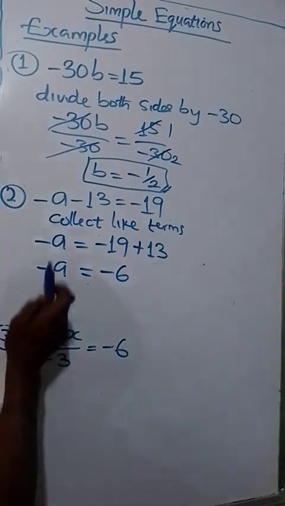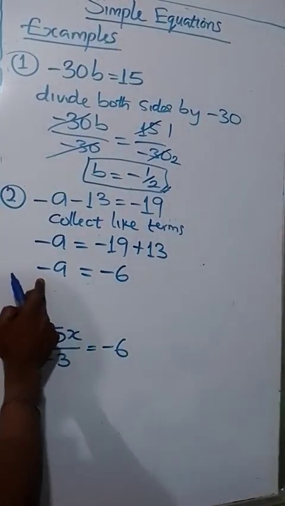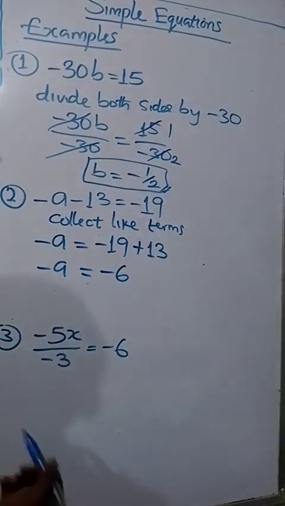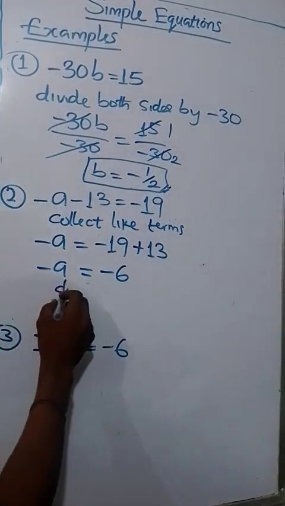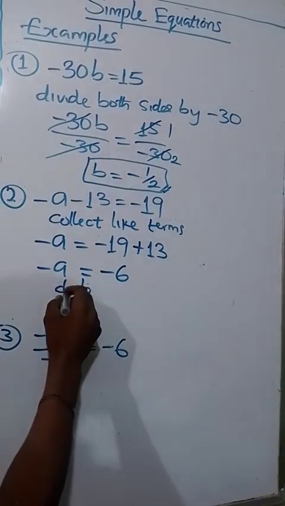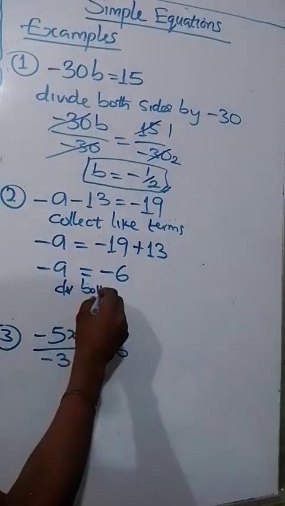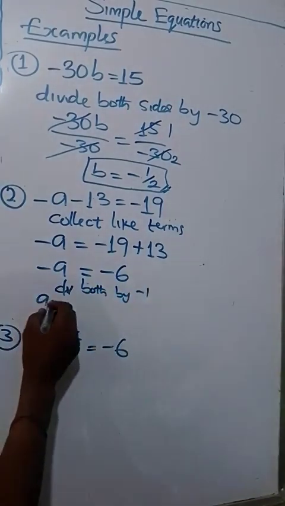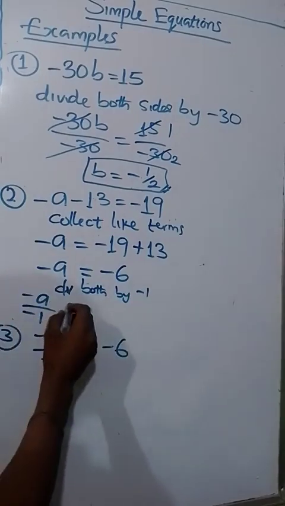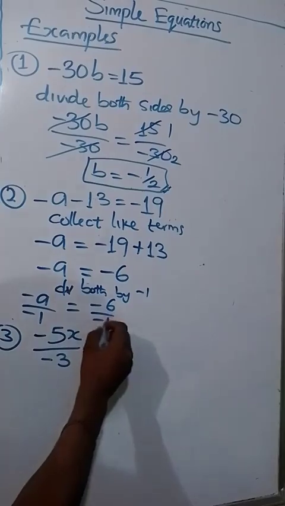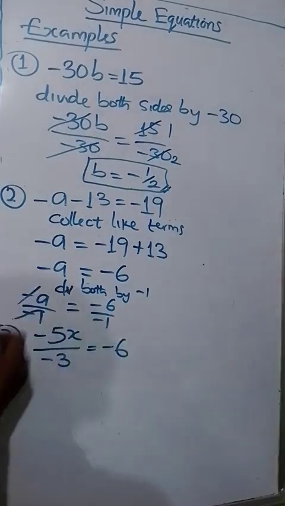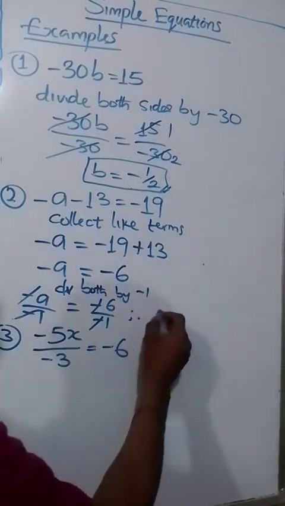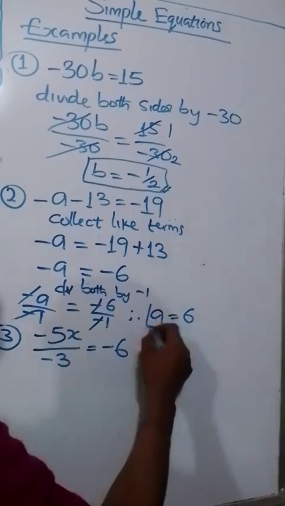But now our A cannot be in negative form. So we are going to have to remove the minus. So divide both sides by minus 1. So you have minus a over minus 1 equals minus 6 over minus 1. So minus cancels minus. So therefore, our a equals 6.